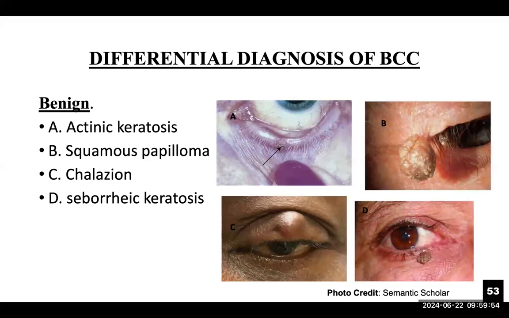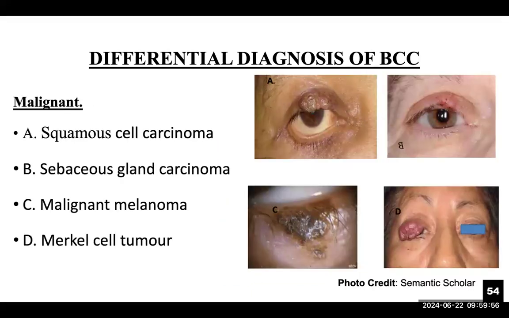So next slide, please. The malignant differentials include squamous cell carcinoma, sebaceous gland carcinoma, a malignant melanoma, and a Merkel cell tumor. Squamous cell carcinoma and sebaceous gland carcinoma are really close malignant differentials of basal cell carcinoma. Most times they are clinically indistinguishable from each other, and that is why a histological confirmation is really important.